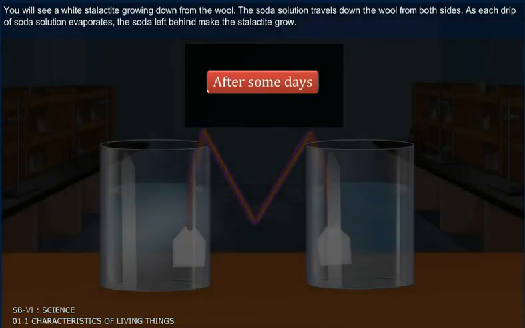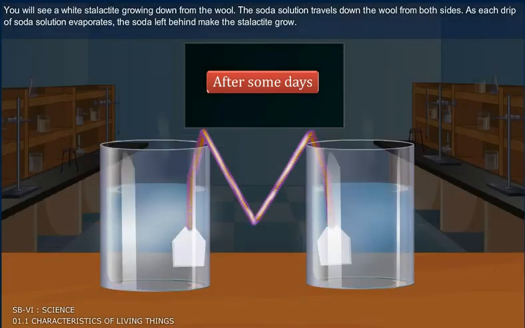You will see a white stalactite growing down from the wool. The soda solution travels down the wool from both sides. As each drip of soda solution evaporates, the soda left behind makes the stalactite grow.